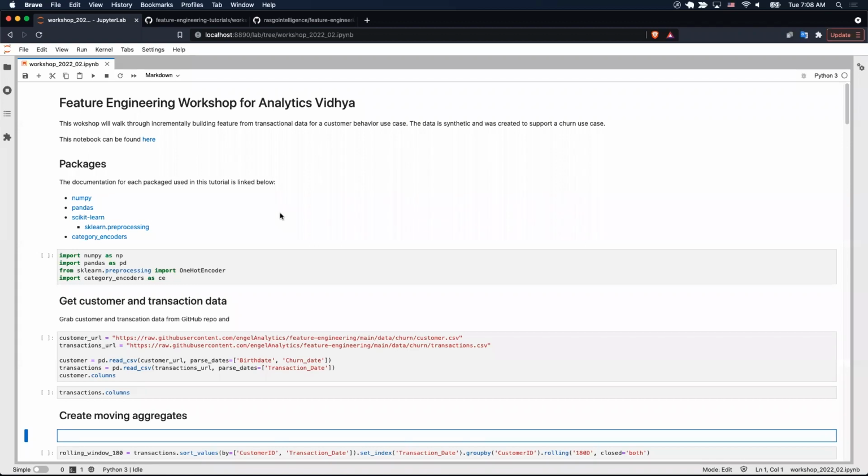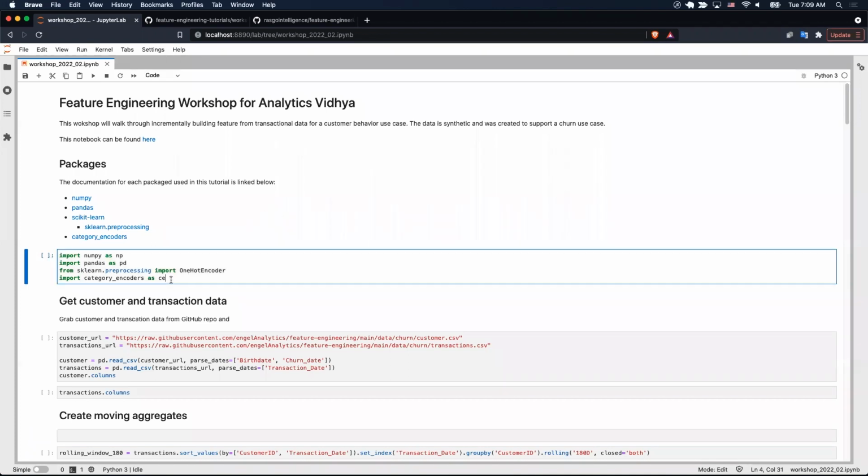We're going to start relatively simple with just a few packages within Python. We're of course going to use NumPy and pandas. We'll use the one-hot encoder from scikit-learn, and then we'll use a product also supported from scikit-learn, an extension called category encoders, to talk about other ways to handle categorical variables. So we'll get started by importing those.